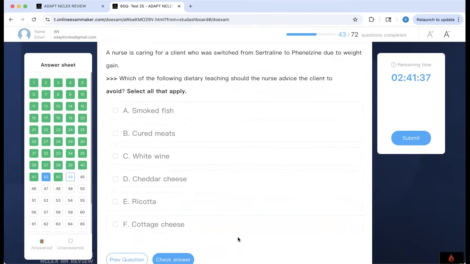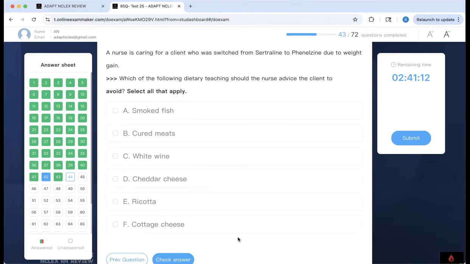And this is caring for a client who switched from what? Sertraline to Phenytoin due to weight gain. Pharmacology, psych medication. From sertraline to Phenytoin. Which of the following dietary teachings should the nurse advise the client to avoid? Select all that apply. That means you should stay away from it. Smoked fish, curry meat, white wine, cheddar cheese, ricotta, cottage cheese.